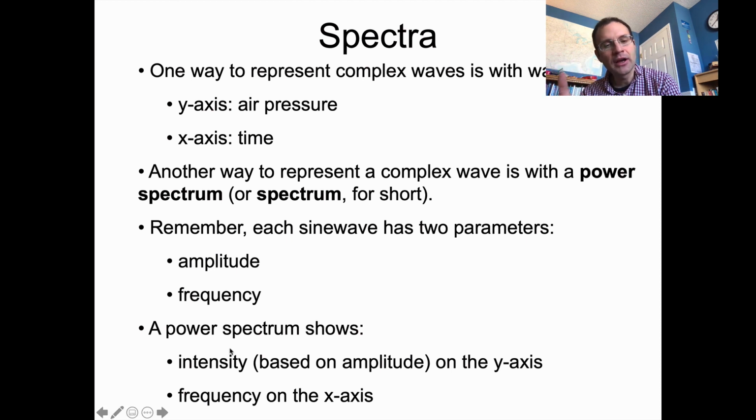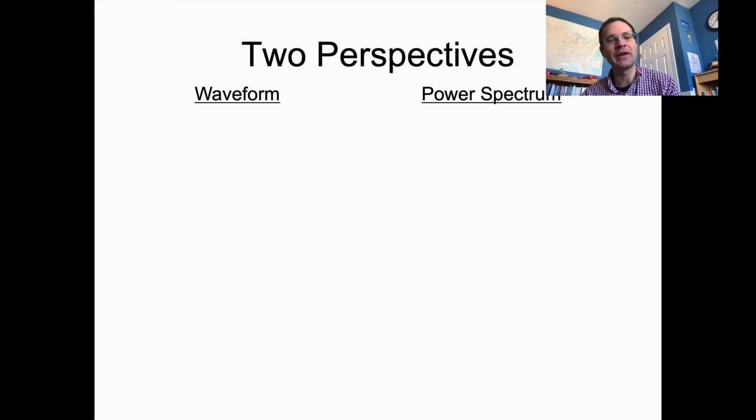Our power spectra will show us intensity, which is based on amplitude, on the y-axis of the spectrum. And then it's going to show us frequency on the x-axis, the frequency of the sine waves that are composing this complex wave. That might be a little hard to think about if I just tell it to you, so I'm going to show you an example of how this works.